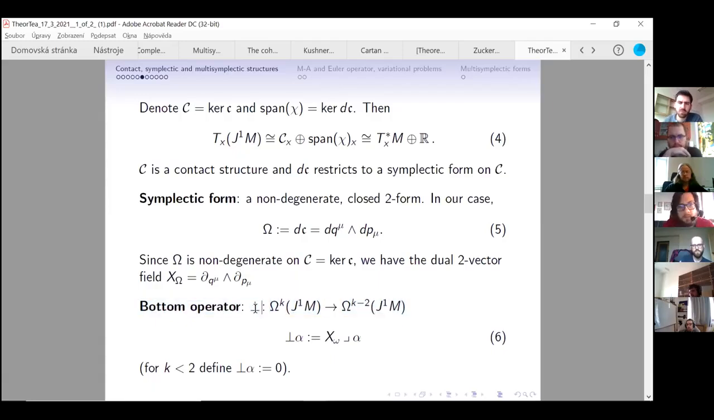The top, bottom, and identity are like an SL2 triple, so their commutation relations give you the same as the SL2 algebra. Identity, you mean just nothing? Where's the top operator? It's wedging with the big omega. Wedging with omega raises the degree by 2 and the bottom guy lowers it by 2.